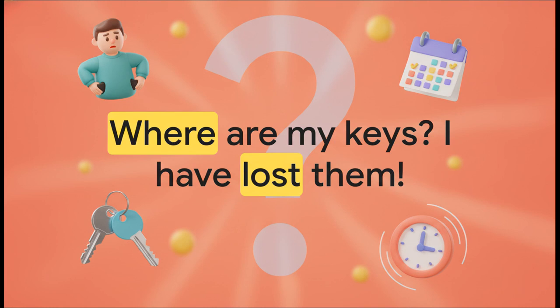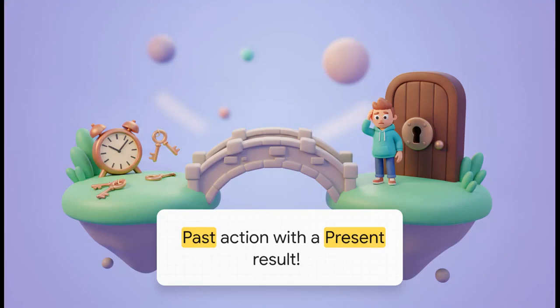But I want you to notice something. Notice the words "have lost." Why do we say it exactly that way? Why not just say, "I lost them"? Well, this is exactly why. We're using a really special English grammar tense here, called the present perfect. The present perfect means a past action has a present result.